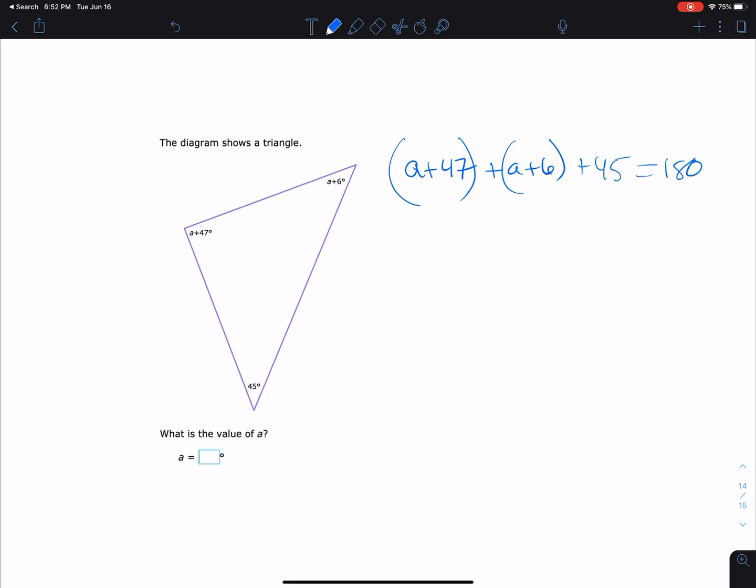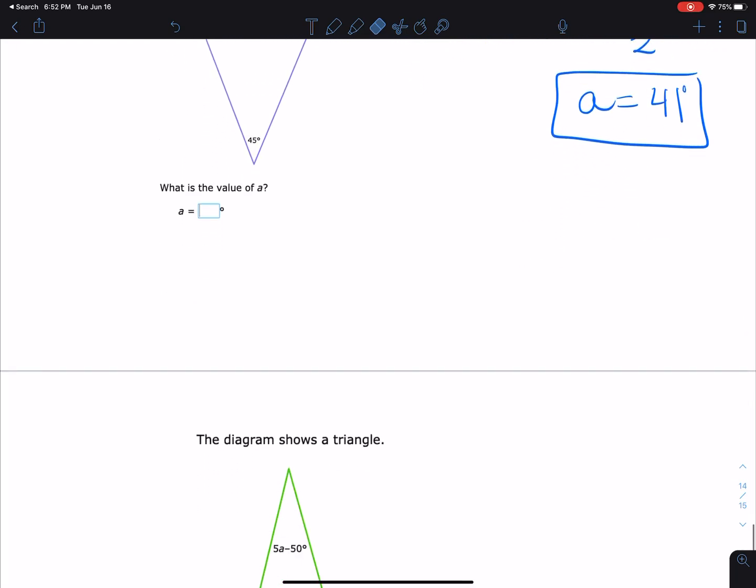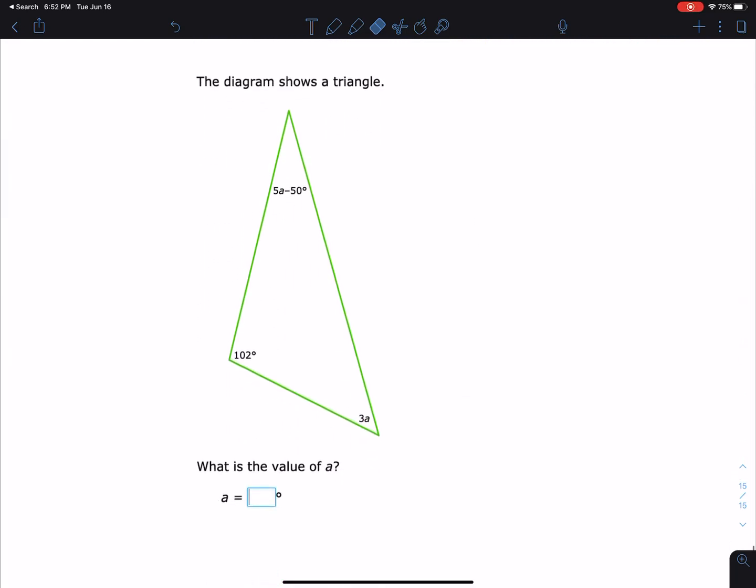I get 82. Okay, so I subtracted all the constants, and I'm going to go ahead and combine my a's, which would give me a 2a. I'm going to divide out a 2. A is 41. Okay, notice I'm not saying 41. Well, I could say degrees. A does represent degrees, so 41 degrees. Okay, moving along. Okay, maybe try this one on your own and push play when you're ready.